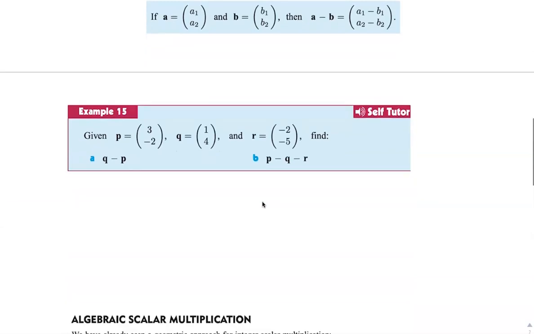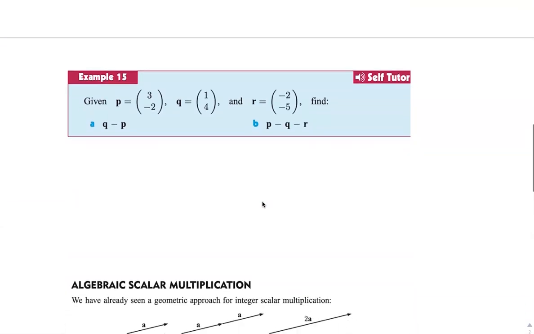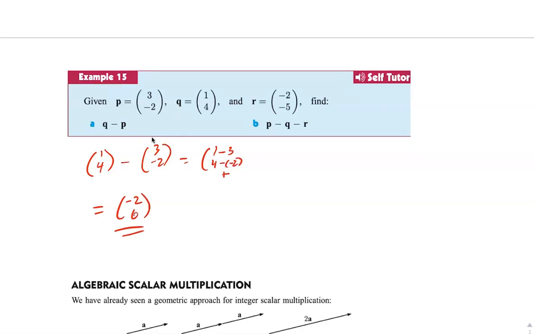For a quick review, we'll do a few examples. They want Q minus P, so Q is 1, 4, P is 3, negative 2. First, do the corresponding parts. 1 minus 3 is negative 2. And 4 minus negative 2 will give me positive 6. So we get negative 2, 6. You just add and subtract like normal. Next, P is 3, negative 2, minus Q, which is 1, 4, minus R, negative 2, negative 5. As long as you keep all the corresponding parts, you're going to be fine.